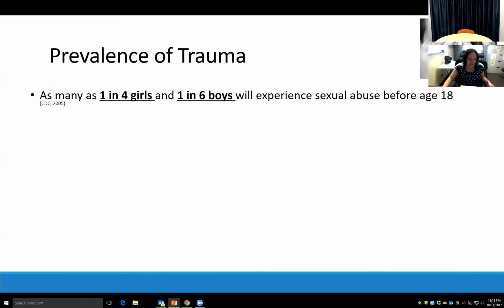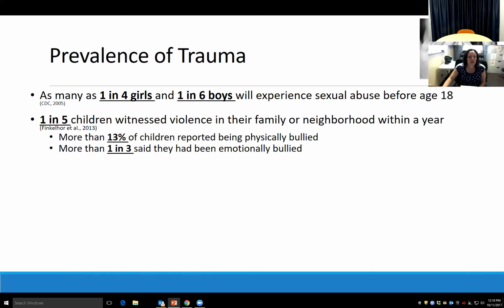A few more stats regarding sexual abuse. By age 18, as many as 1 in 4 girls and 1 in 5 to 6 boys will experience some form of sexual abuse. In this study by Finkelhor, that looked at 1 year in time, 1 in 5 children had witnessed violence in their family or their neighborhood. More than 13% of the children in this study reported being physically bullied, and more than 1 in 3 said they had been emotionally bullied.